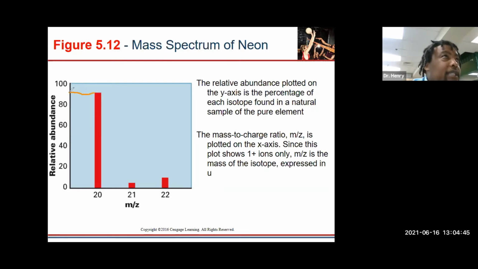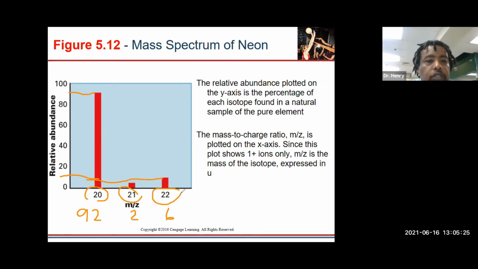Let's say 92, roughly. So I'm going to say this guy is going to be about maybe 6, and then this guy is going to be 2. Okay, roughly 2%. So one isotope, neon 20, we have about 92%. This guy, we have about 2%. And then this guy, we have about 6%.